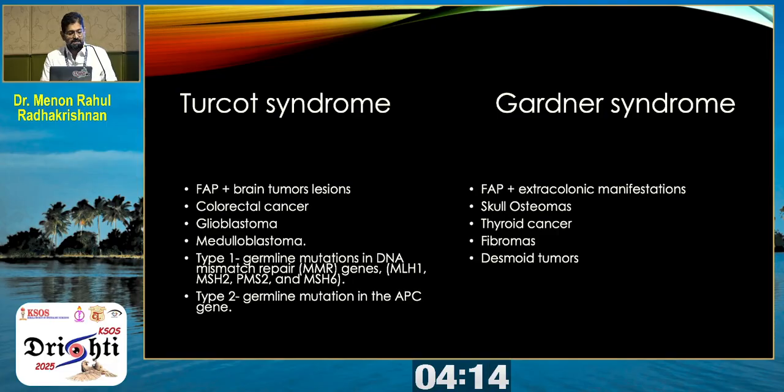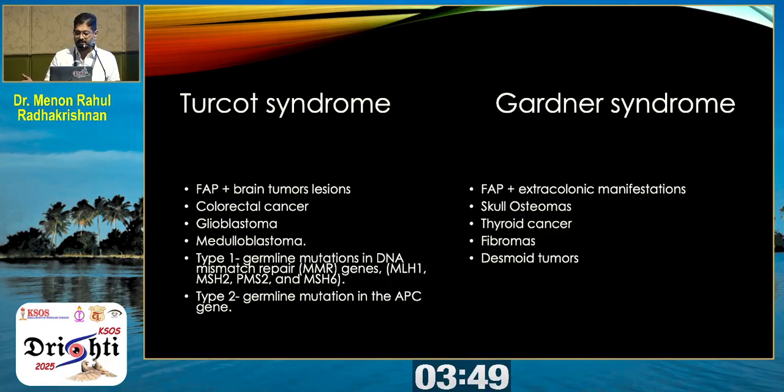Along with this, they are also associated with Turcot syndrome and Gardner syndrome. So what is Turcot syndrome? That is familial adenomatous polyposis with brain tumor lesions. So they have a higher risk of colorectal cancer, glioblastoma, and medulloblastoma. There are two types. Type 1 has a germline mutation in the DNA mismatch repair genes, and in type 2 you have a germline mutation in the APC gene, on chromosome 5.